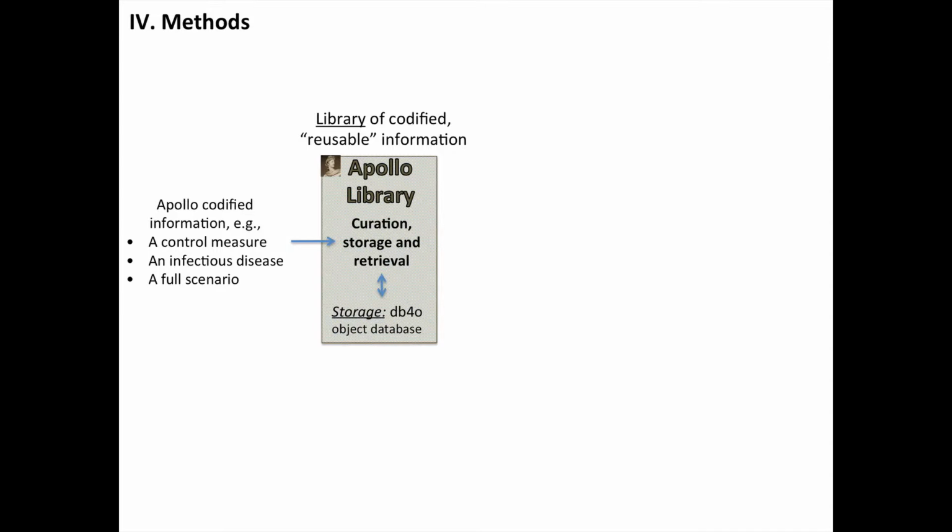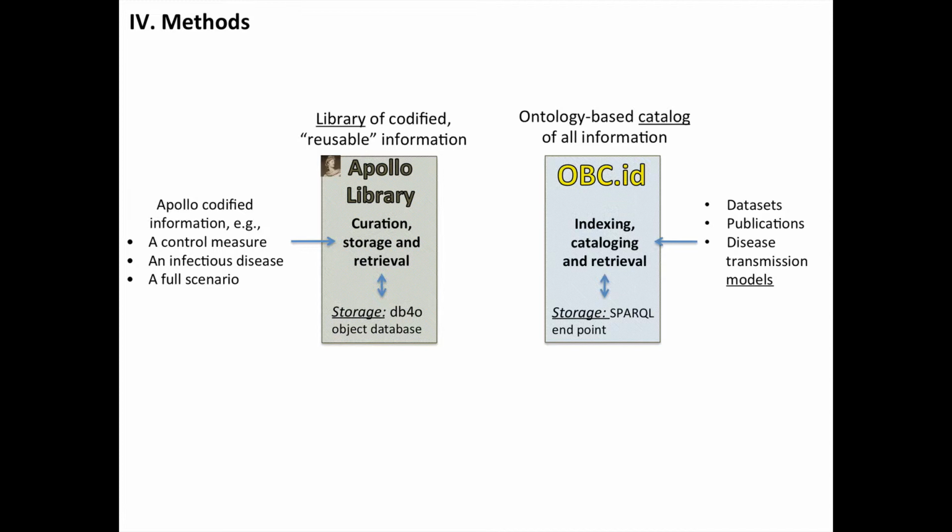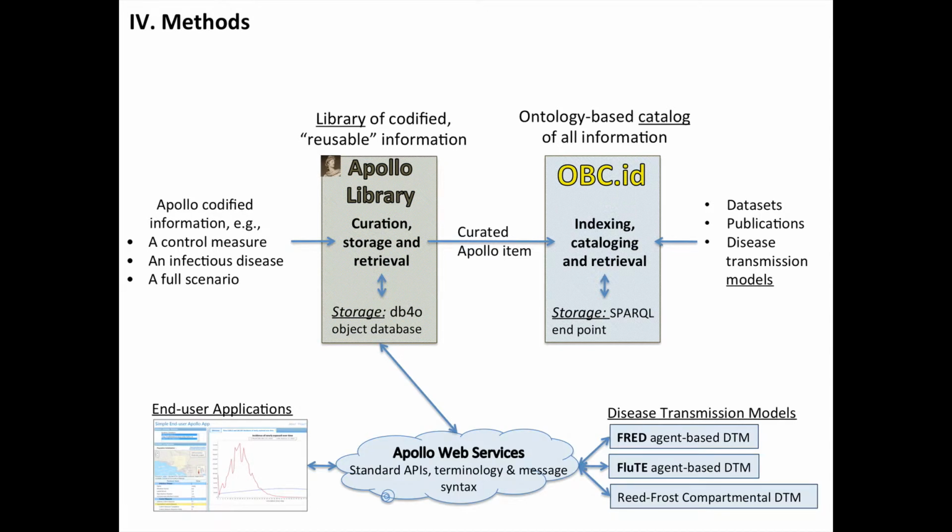Thus, we created an Apollo library that curates and stores information codified in Apollo terminology and syntax. The library allows information to be reused when configuring a disease transmission model. To help researchers find information, we created OBC.id, an ontology-based catalog that indexes datasets, publications, models, and Apollo library items. The Apollo library and OBC.id use web services to interoperate with each other and with end-user applications.